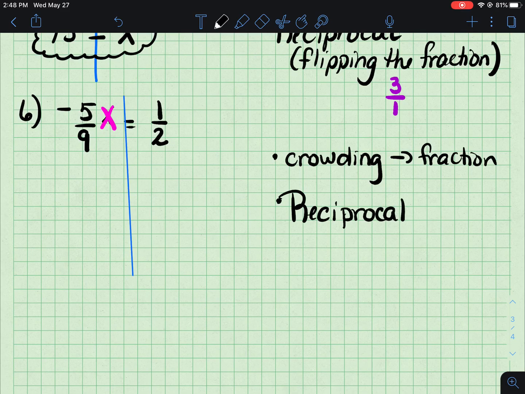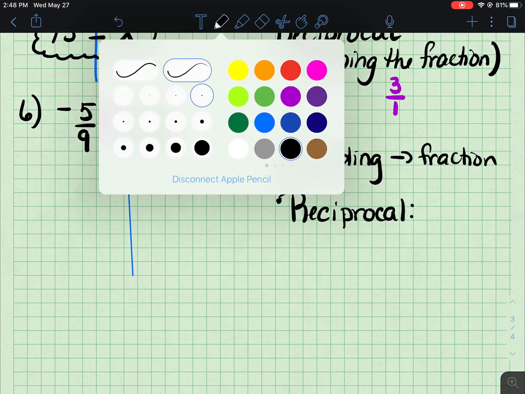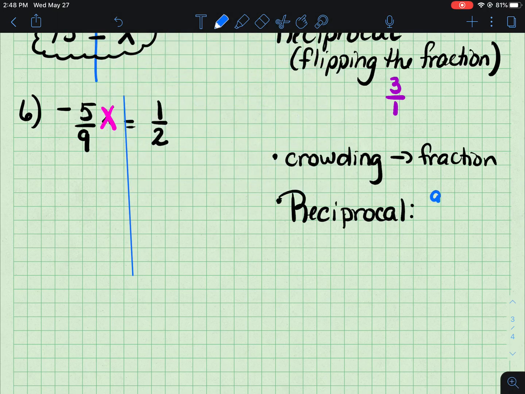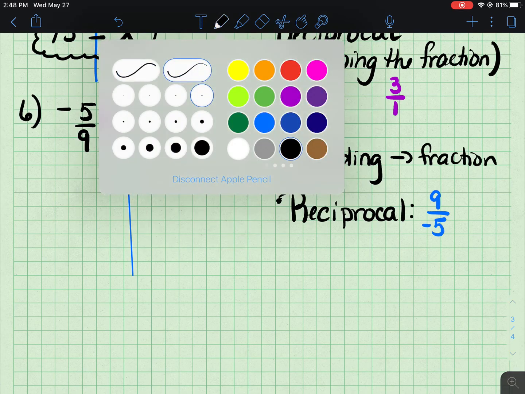What's the reciprocal of -5/9? It's going to be 9 over -5. Now, it really doesn't matter where you put that negative. It could be in the top, it can be in the bottom, it can be out front, just don't have two of them. Okay, so I'm going to rewrite my problem, and then I'm going to multiply both sides.